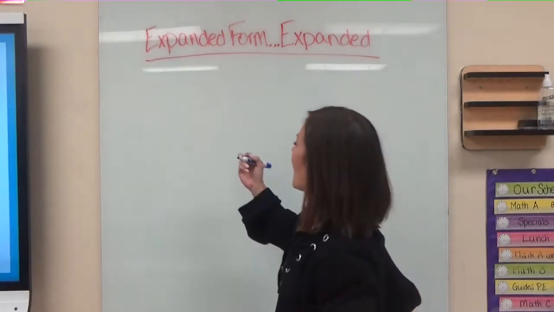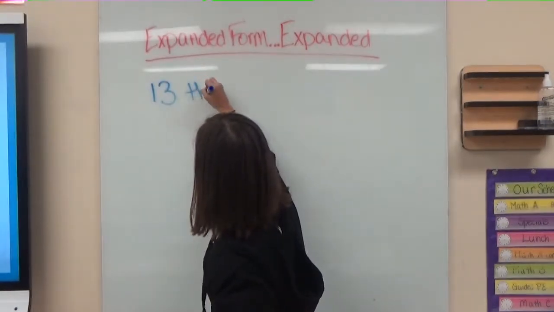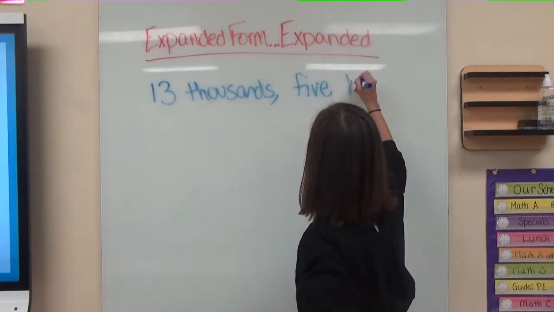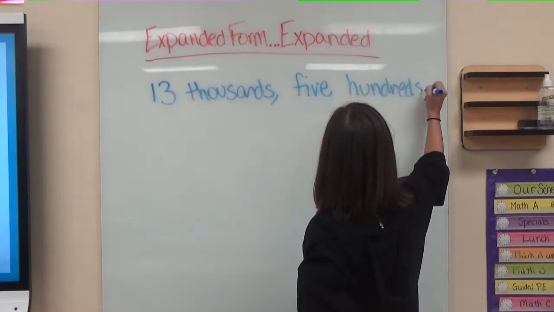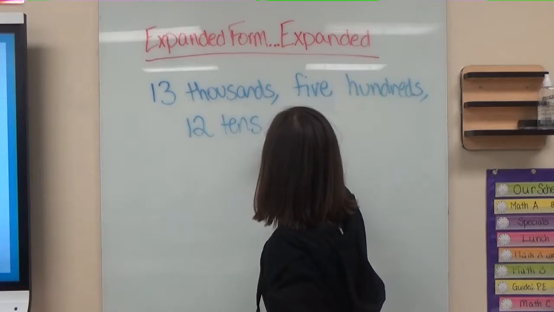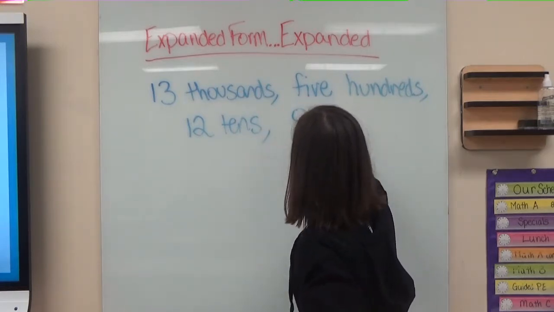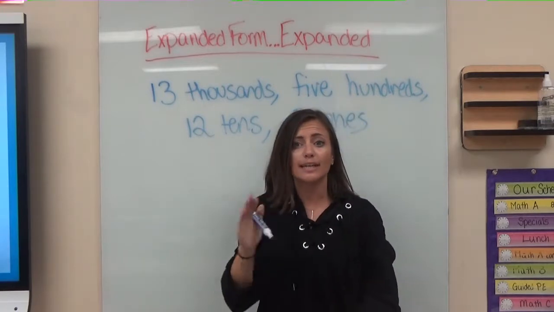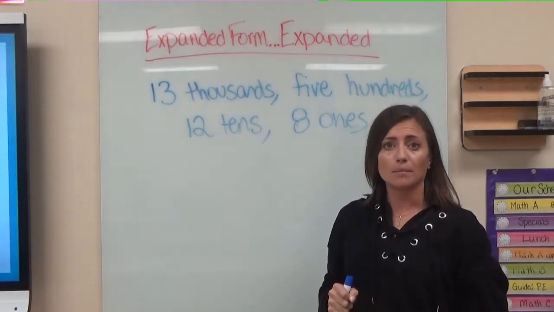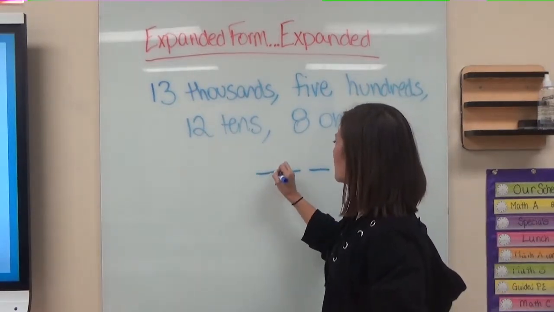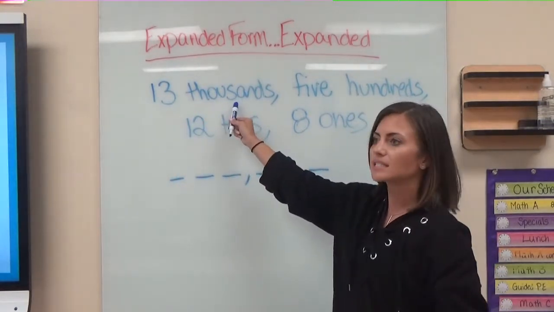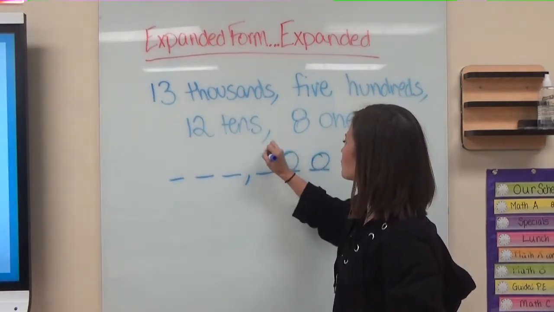This time they told us they had 13 thousands, 5 hundreds, 12 tens, and 8 ones. Now again, I want to chunk it into bite-sized pieces. So I'm going to take one section at a time. 13 thousands. I'm going to start ones, tens, hundreds, 1,000s, 10,000s, 100,000s. 13 thousands is going to start in the thousands place. So I can put zeros for everything that comes after it.